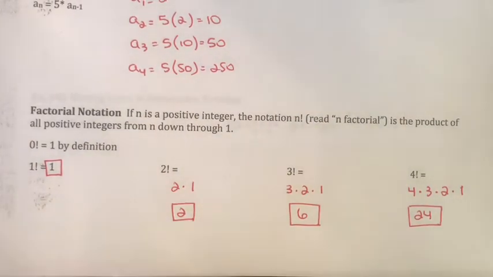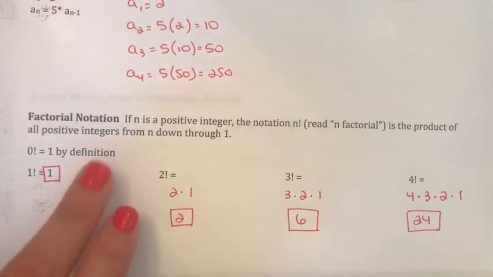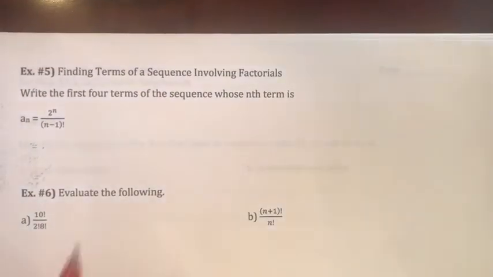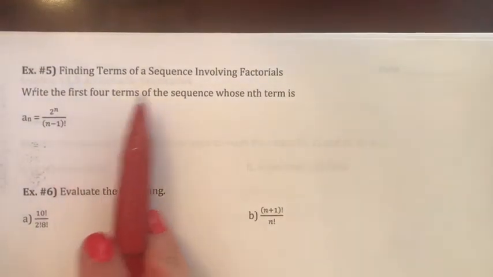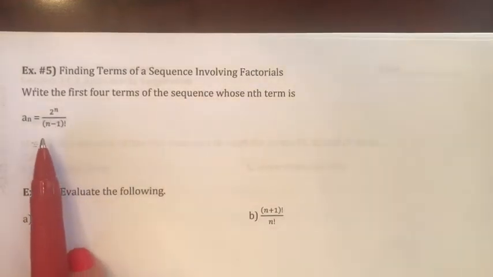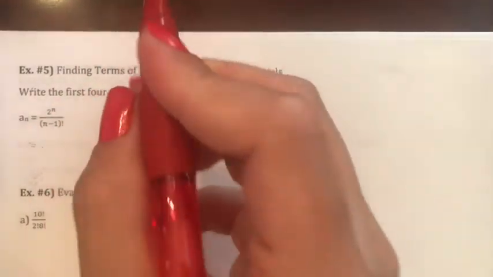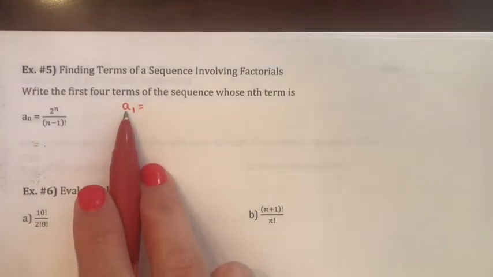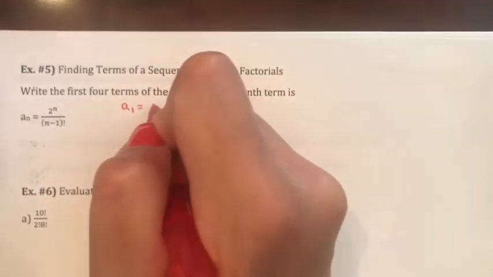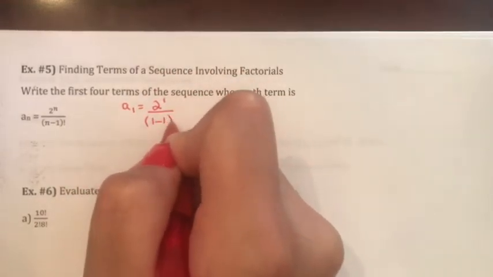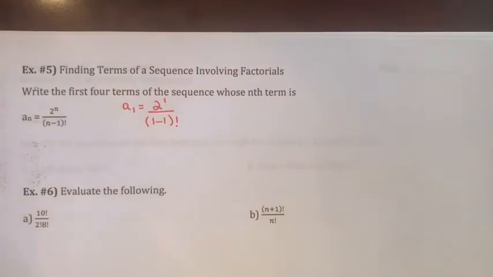Okay, so sometimes you see factorial notation when we're talking about sequences. With that said, finding terms of a sequence involving factorials. So if I were to find the first 4 terms, that would mean I've got a sub 1, which would be 2 to the first on top, 1 minus 1 factorial on the bottom.